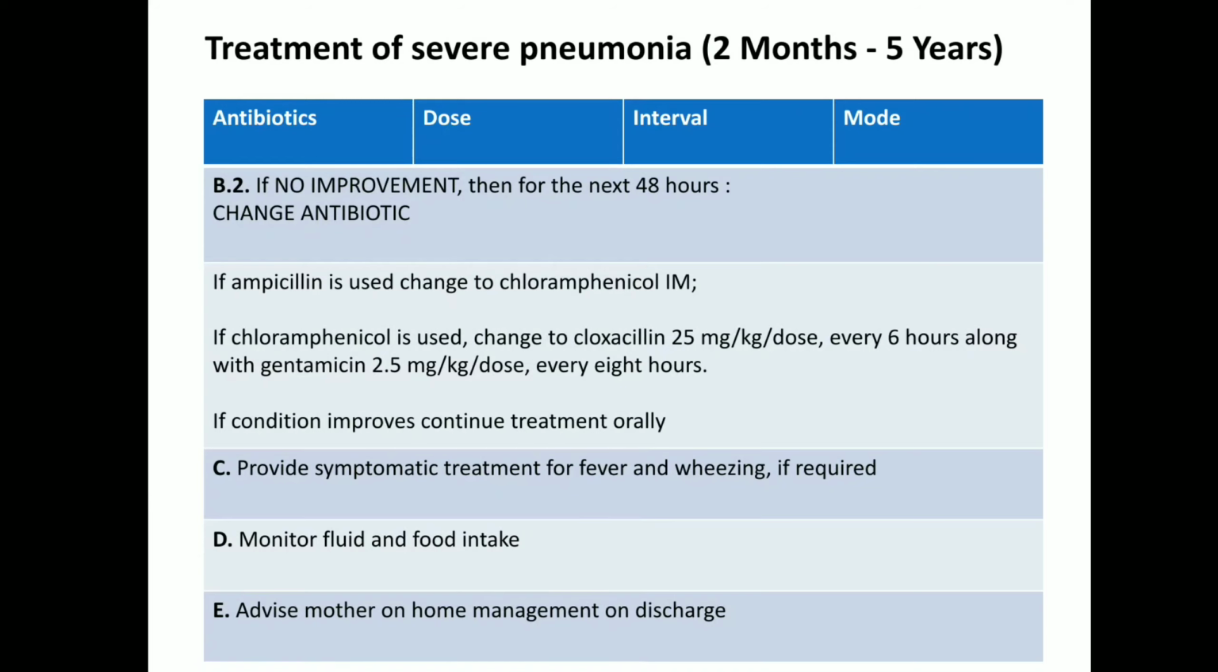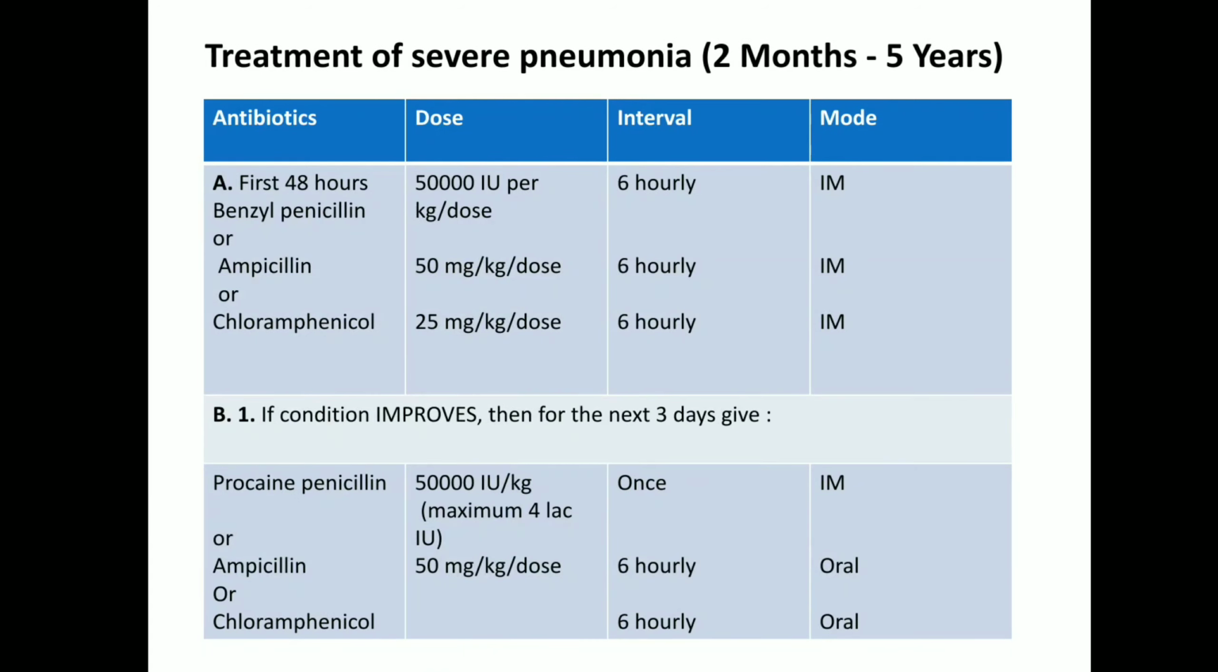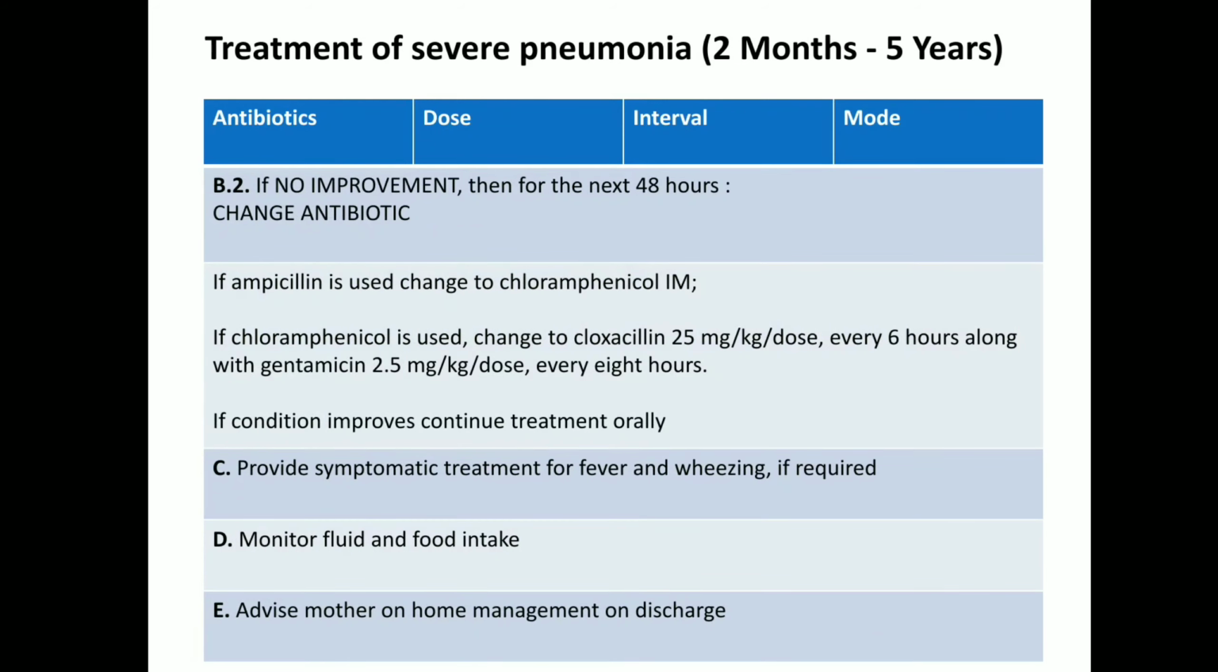If it is not improving, then what you have to do, if you have started the ampicillin, you have to change this to the chloramphenicol. Along with this chloramphenicol, how many doses you have to give? You have to give 6 hourly, means QID dose. Along with this chloramphenicol, you have to give gentamicin 2.5 mg per kg body weight every 8 hourly. That means for every 8 hours, that means TID dose you have to give. TID dose means thrice a day you have to administer, and 4 times a day you have to give chloramphenicol.